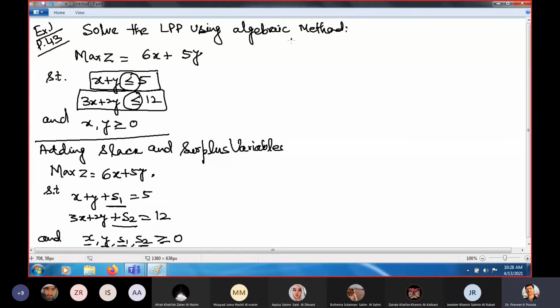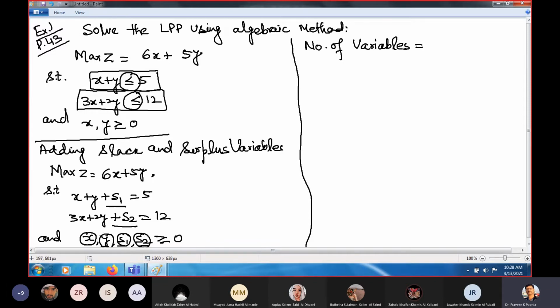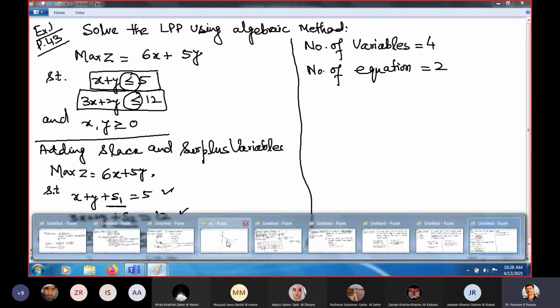Yes. Okay. Now, another important thing I am going to tell you is, if you see how many variables there are here, it is x, y, s1, s2, 1, 2, 3, 4. There are 4 variables. Clear? Now, how many equations? 1 and 2. Number of equations is equal to 2.